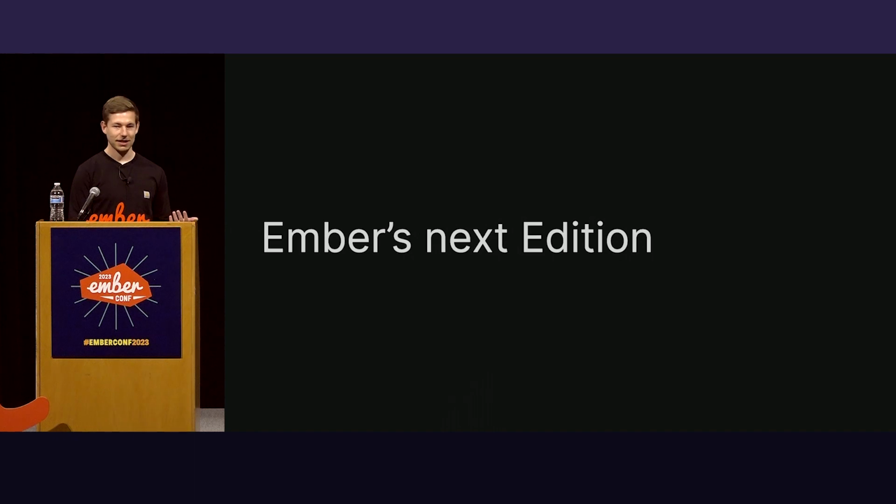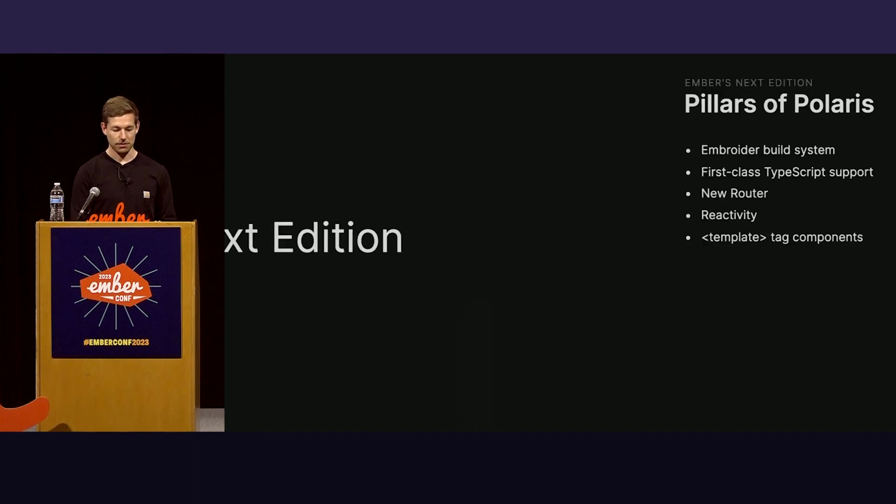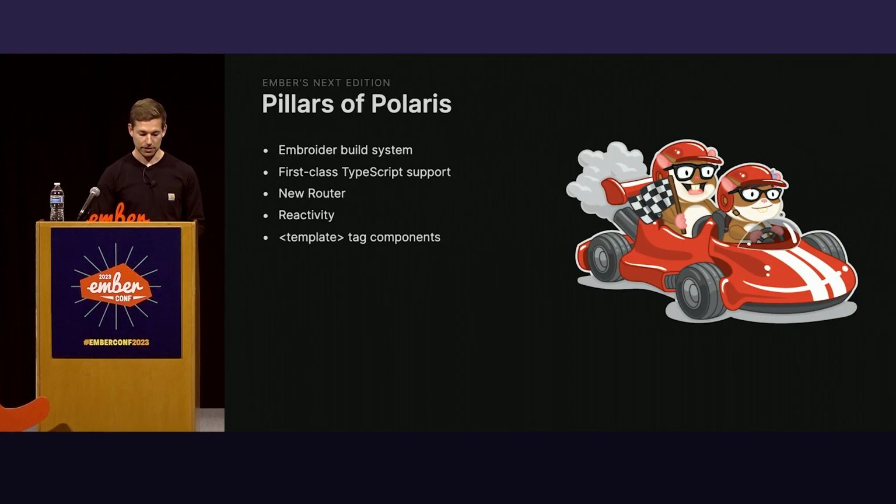Let's first take a step back and look at Ember's next edition, which is Polaris. Polaris is really all about 5 things mainly, and one of them is template tag components. For every pillar of Polaris, there will be a nice talk about it at EmberConf. I will be going more specifically into template tag components. By the way, this is the Octane picture of Ember. I couldn't find one for Polaris, so if we could make one for Polaris, that would be really great to have.